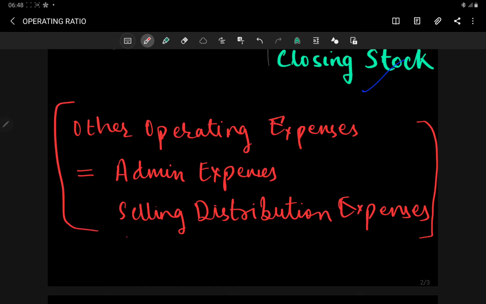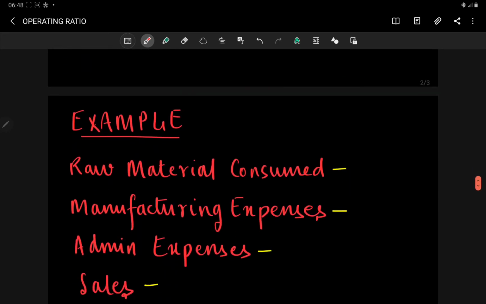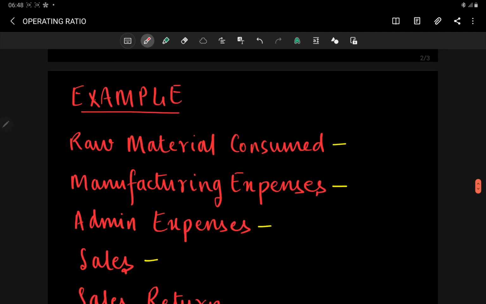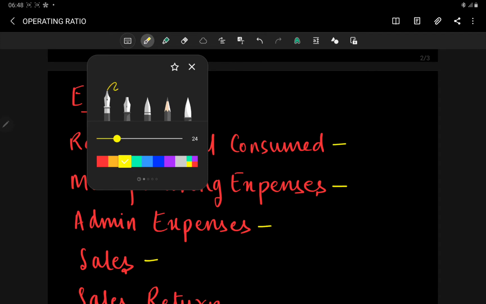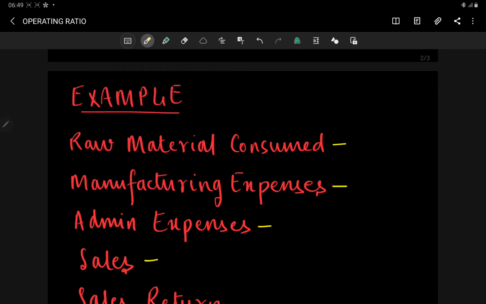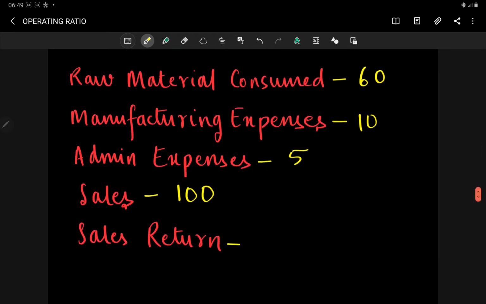Now let us understand this operating ratio concept by an example. Let us suppose raw material consumed for an entity is 60, manufacturing expenses would be 10, admin expenses would be 5, and sales, it is not the net sales, the gross sales is 100, and sales return is 10. Based on this we have to calculate the operating ratio.